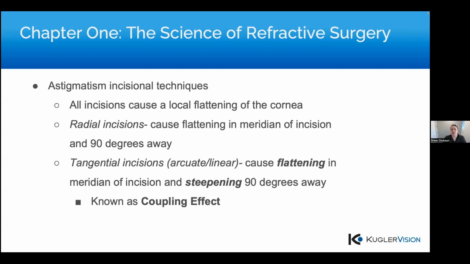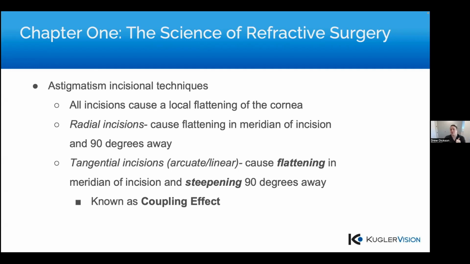It's not routinely performed in most refractive surgery centers, but can be useful when assessing corneas for refractive surgery. This chapter touched a little bit on astigmatism, incisional techniques. We'll touch a little more on that in chapter 3 as well. But some important concepts to realize with any type of corneal incisions we do to address astigmatism is that all incisions cause local flattening of the cornea in the meridian that you're making the incision.